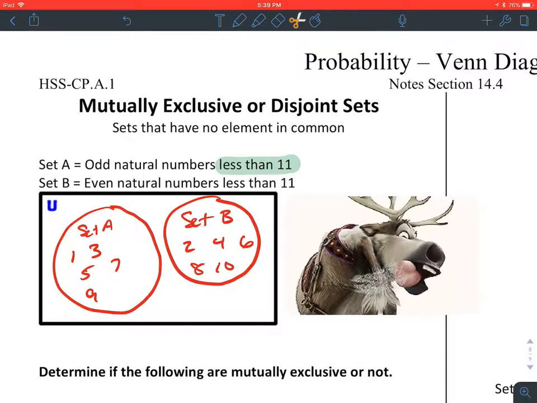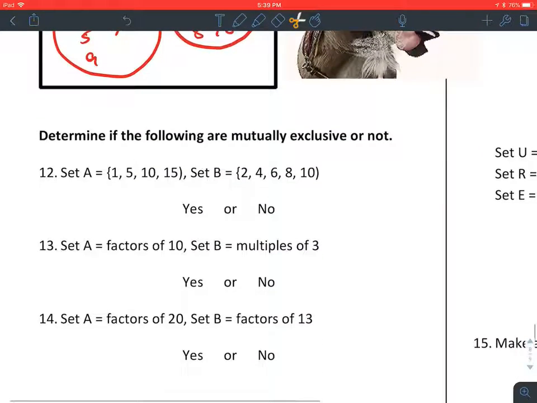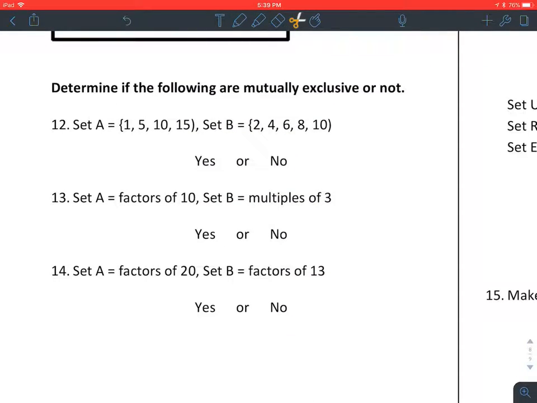Sven's adorable, isn't he? Determine if the following are mutually exclusive or not. To be mutually exclusive, they can't share any of the same elements. Set A has a 10. Set B has a 10. These are not mutually exclusive. If we were to draw a Venn diagram, we would find that they would overlap.